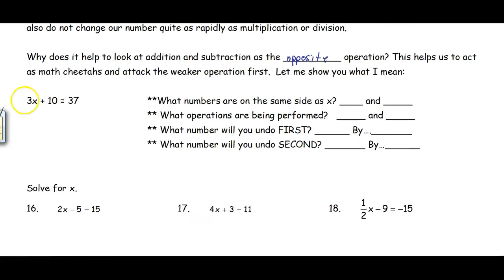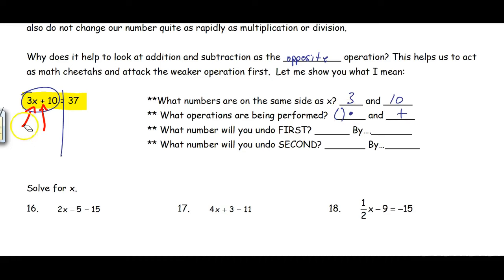So in this equation here, 3x plus 10, what numbers are on the same side as x? If you're splitting the equation down, you have this side here is x, so you have 3 and 10. What operations are being performed? You have multiplication and addition. Now remember, you are not using x anymore for multiplication, so a dot, parentheses, anything works.